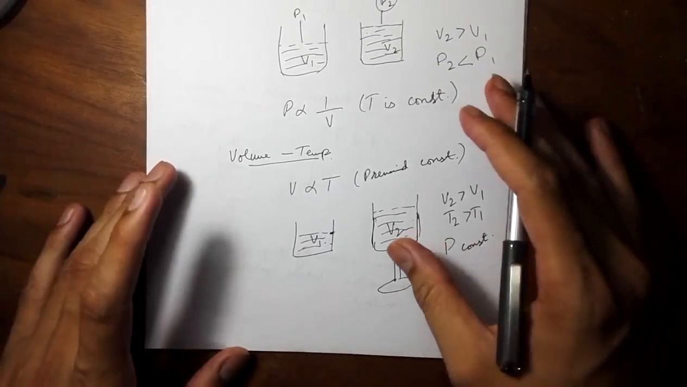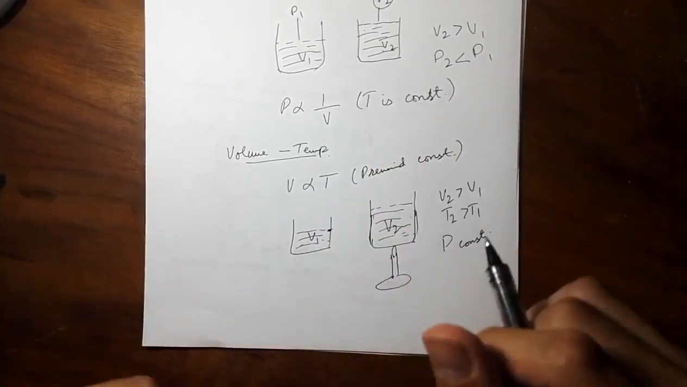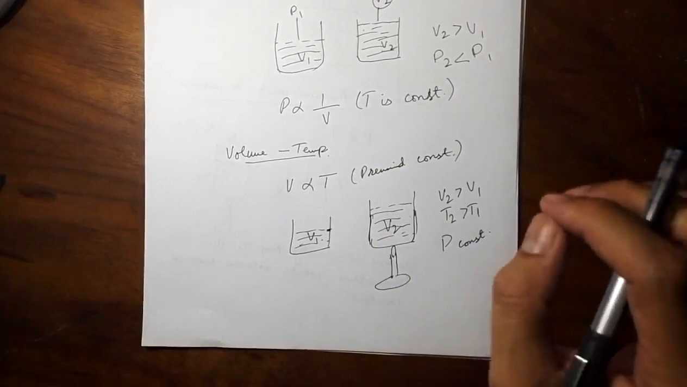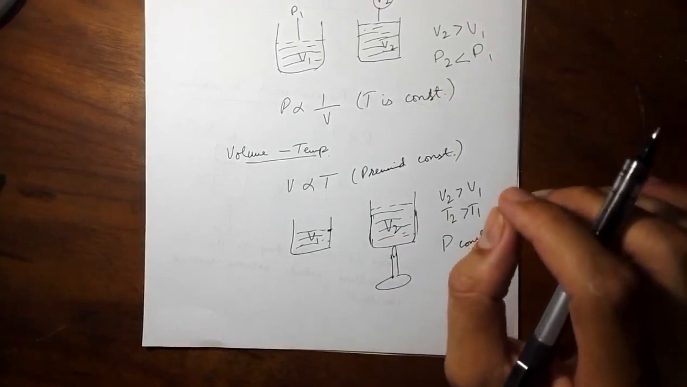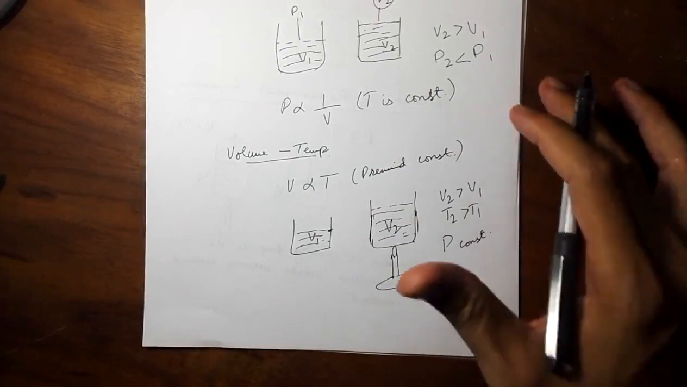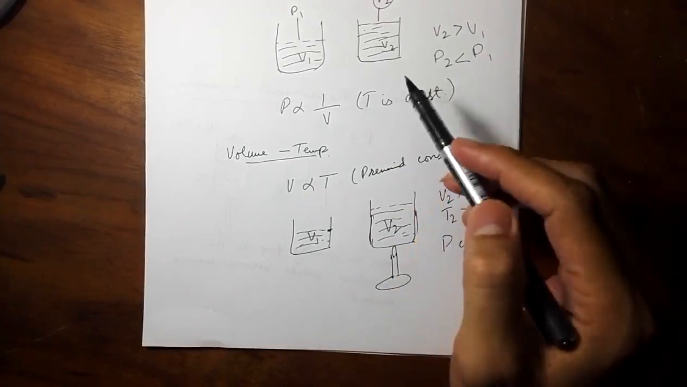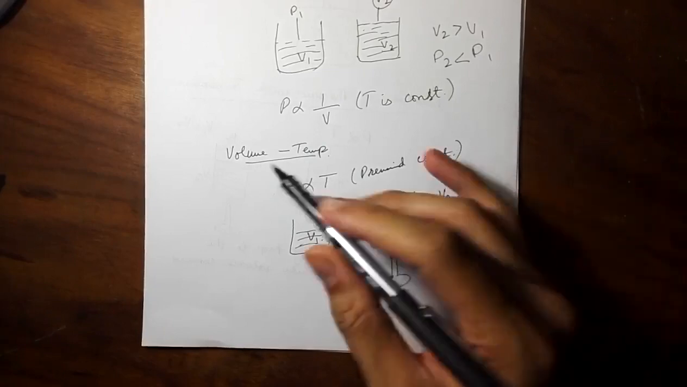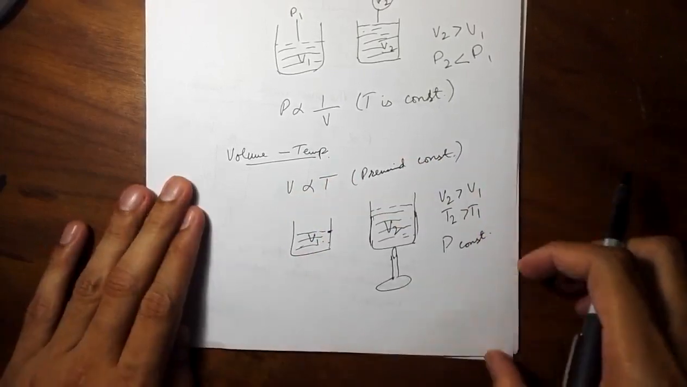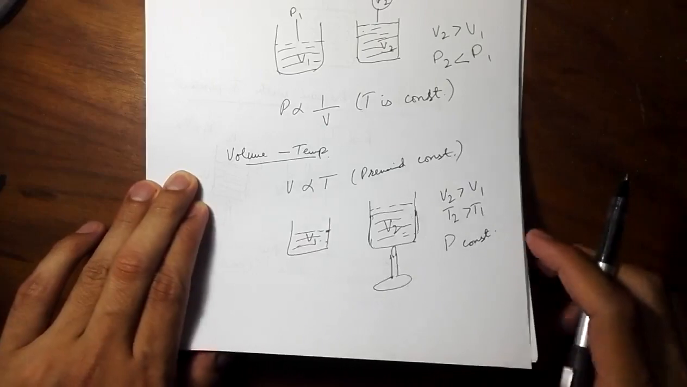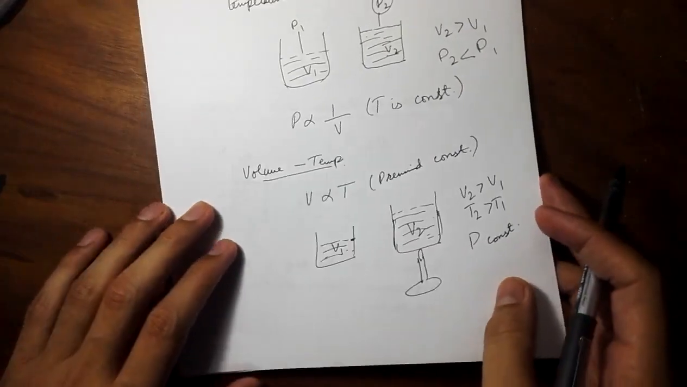So you have seen in these terms that pressure is only concerned with the collision of gas molecules with the walls of the container. Okay, so these are the relations between pressure and volume, volume and temperature, and pressure and temperature. From here we can deduce an equation.